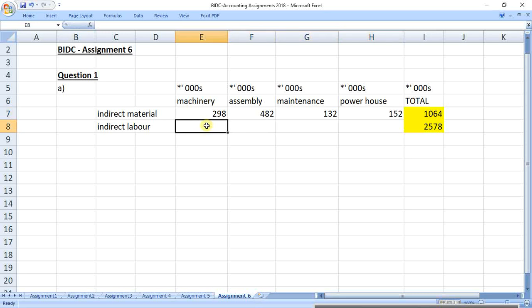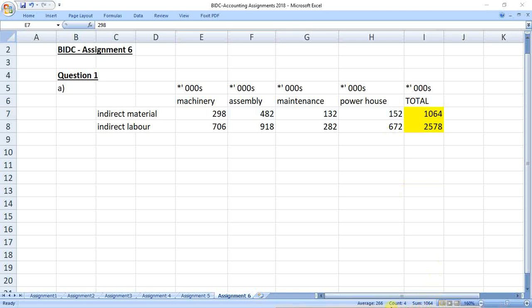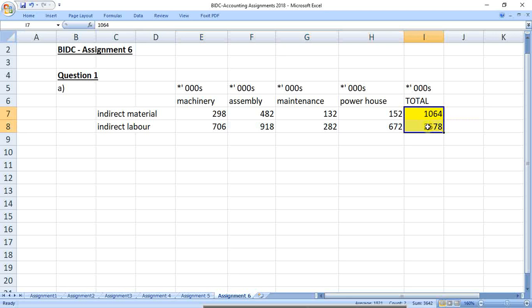For labor, they've given you 706 here, 918 here, 282 there, and 672 there. Assuming this was done correctly, let's add those up. I get 1064, that's correct. If I add up all of this, I get 2578, that's good. So they've allocated it correctly.